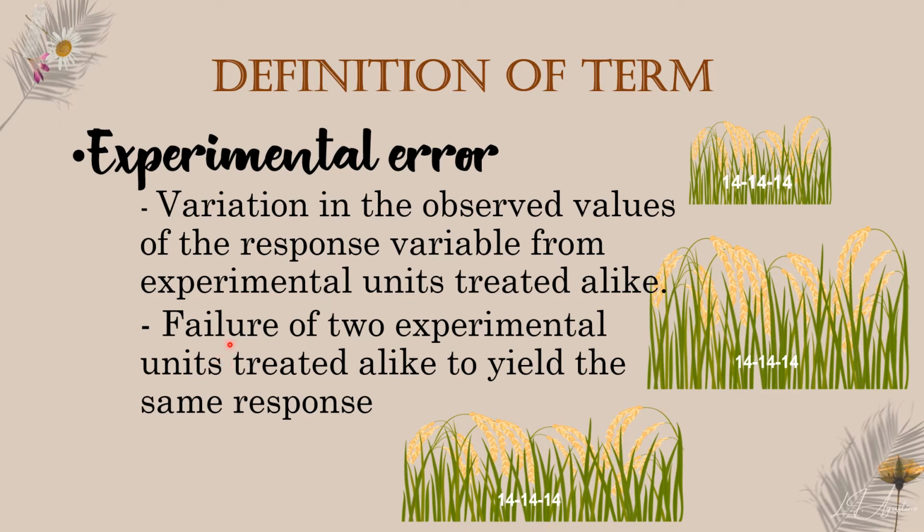So it is the failure of 2 experimental units treated alike to yield the same response. Because if you have a controlled experiment and they are treated the same, they should yield the same. However, due to experimental error, they varied. That's why we call this error or variation experimental error.